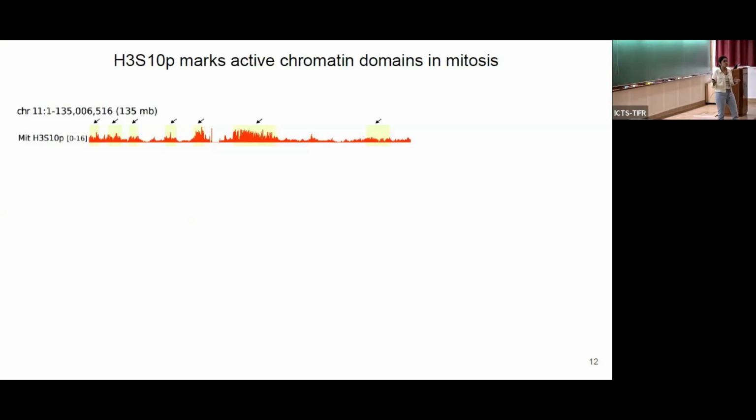But this was fine. What caught our attention was that once you start zooming out on the genome, you start noticing these domains of H3S10p. H3S10p is forming these large size domains.